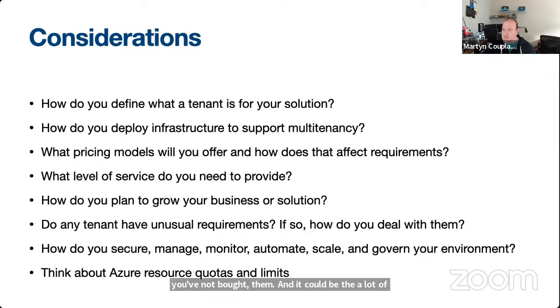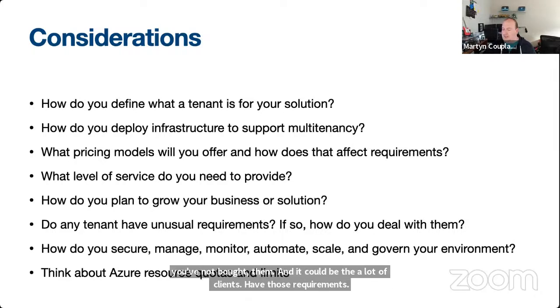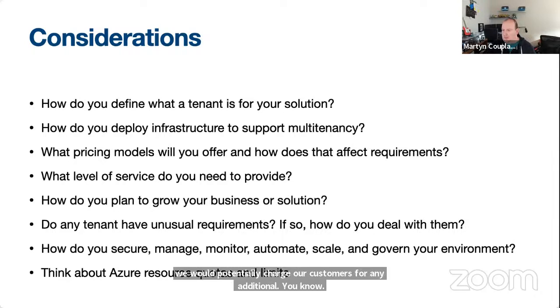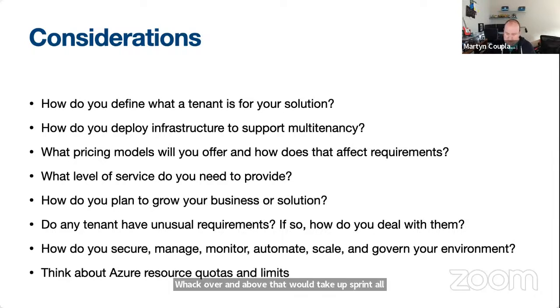So those are things to think about as well, and think about how you're going to deal with them. Do you service them as a fee? So for instance, we would do custom development on our platform, but we would potentially charge our customers for any additional work over and above that would take up sprint time or development time based on how useful it was to the rest of the customer base.